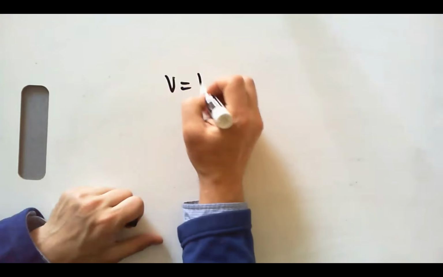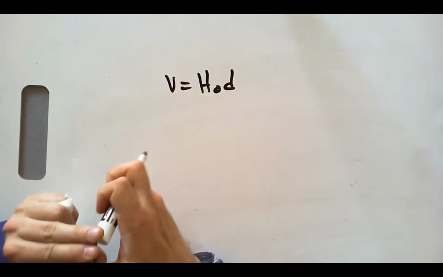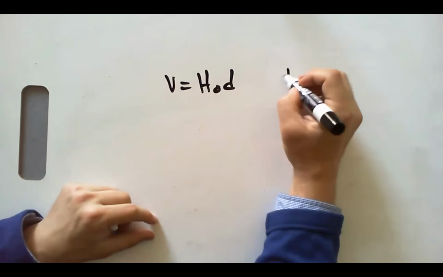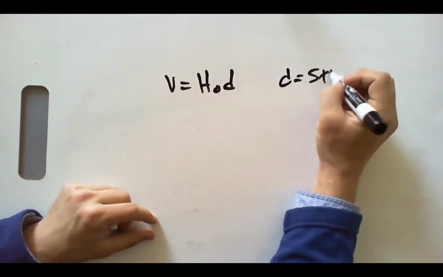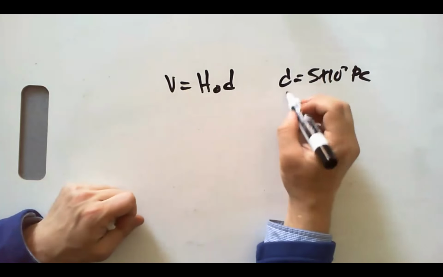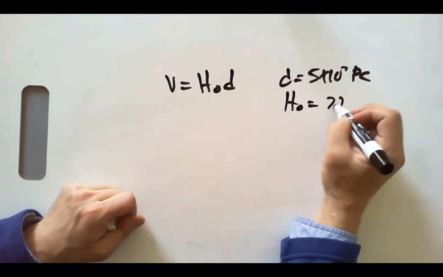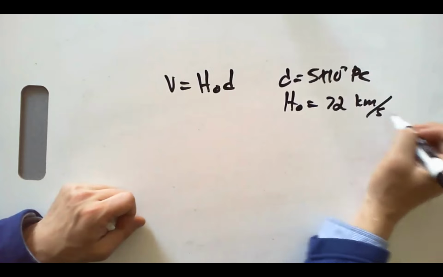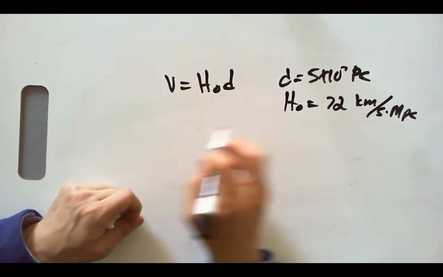And go ahead and do it. So V equals H naught times D. We know that D is 5 times 10 to the 7 parsecs. We know that H naught is about 72 kilometers per second per megaparsec. And we want to know what V is.